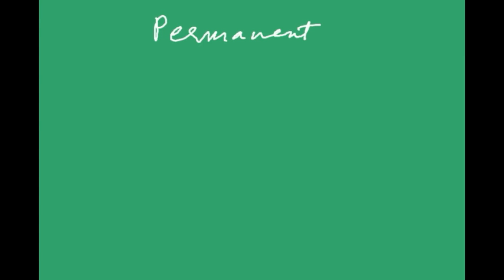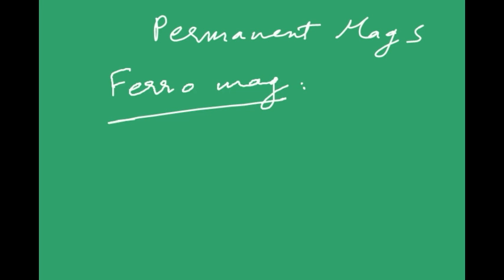Permanent magnets are those substances which hold the ferromagnetic property for a long period of time at room temperature. Note that they should hold their ferromagnetic properties. That's important. And how to prepare or make a permanent magnet?